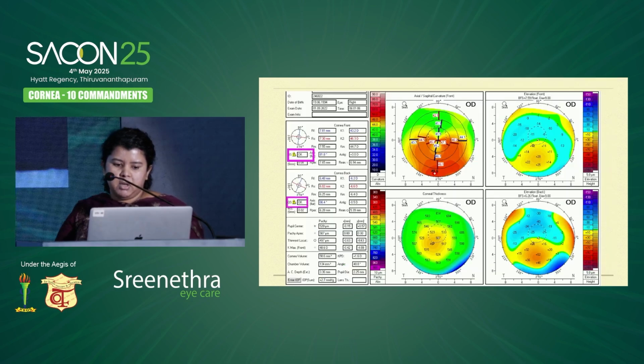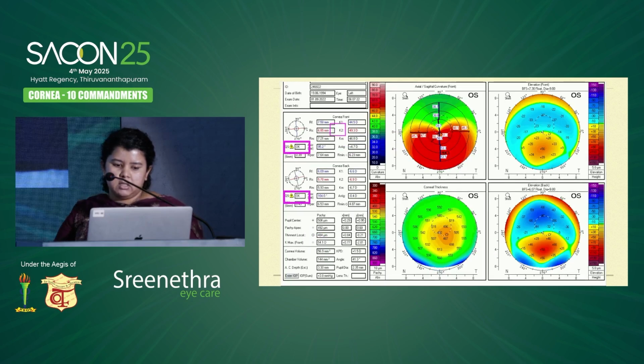This is a case of pellucid marginal degeneration, where you can see a lobster claw appearance with a corresponding thinning and elevation. This is the other eye of the same patient showing advanced disease.